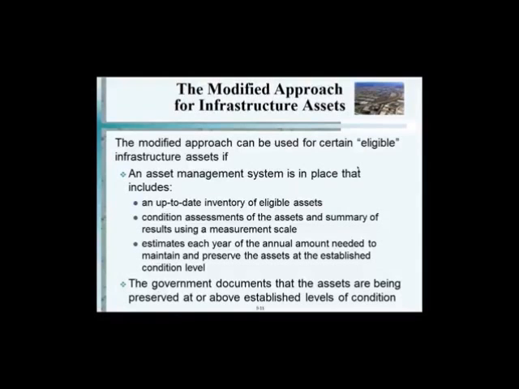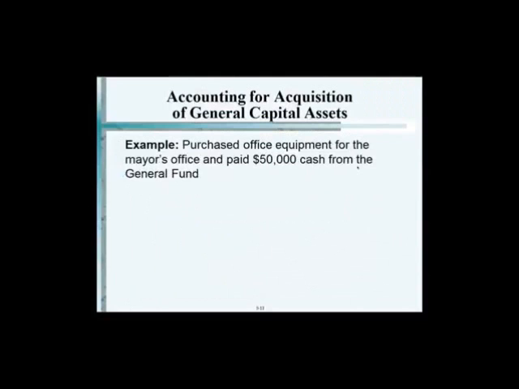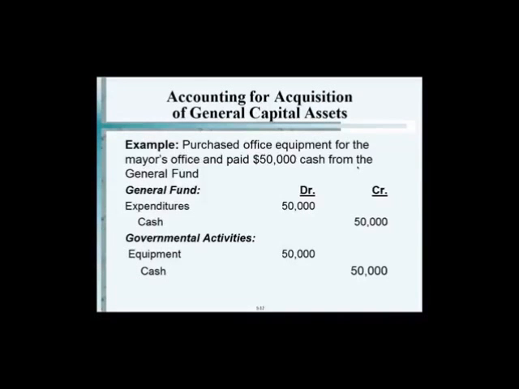Okay, let's take a look at some journal entries now very quickly. Everybody understand this? This is under the modified accrual basis in the general fund. Notice we debit expenditures, not a capital asset, right? Because it's under the general fund. But what happens under the full accrual basis or governmental activities? The same transaction is now recorded with a debit to equipment.